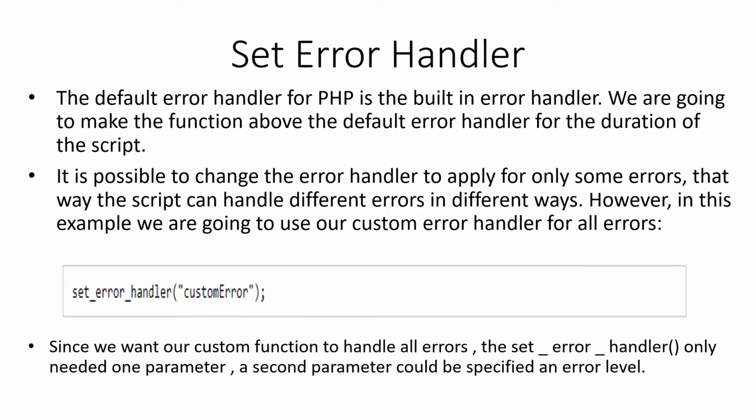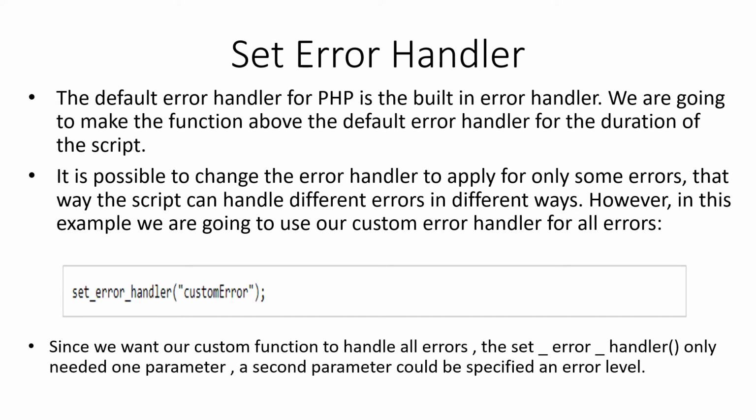Set error handler. The default error handler for PHP is the built-in error handler. We are going to make the function above the default handler for the duration of the script. It is possible to change the error handler to apply for only some errors. That way, the script can handle different errors in different ways. However, in this example, we are going to use our custom error handler for all errors.